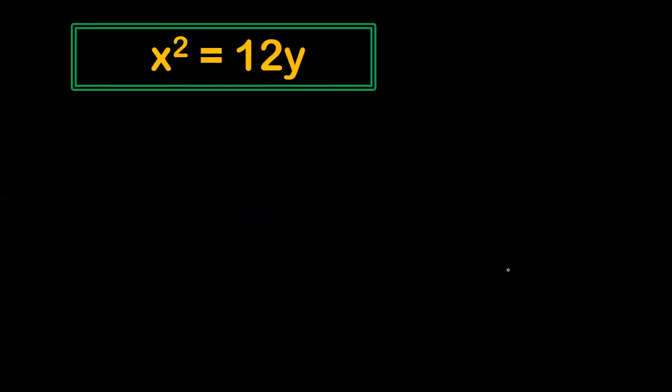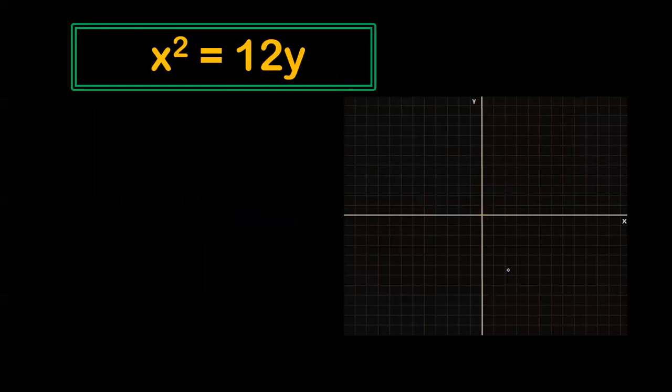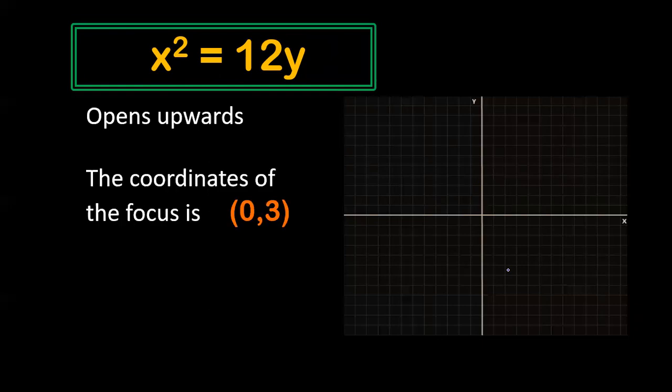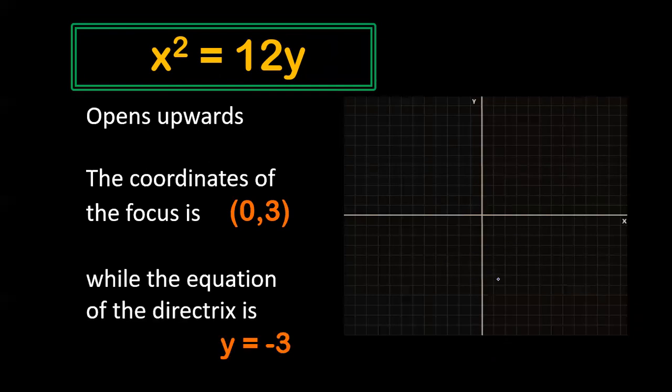For example, if x squared is equal to 12y, then you'll have a parabola that opens upwards, where the coordinates of the focus are (0, 3), since 12 divided by 4 is 3. Your focus is at this point, (0, 3), and the directrix will be at y is equal to negative 3. So this is your parabola.